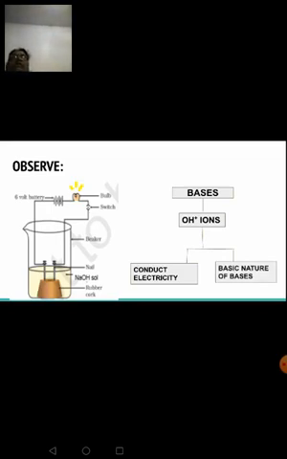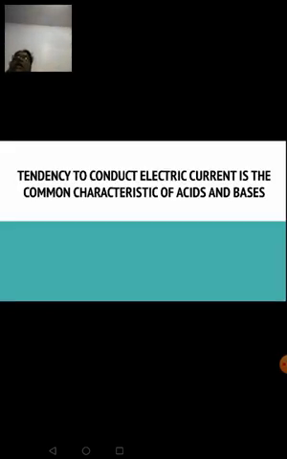So what have we learnt from this? We saw the bulb emitting light only when we had taken sulfuric acid, hydrochloric acid and sodium hydroxide. With alcohol and glucose, it did not emit light. So what do acids and bases have in common? Yes, acids and bases have this tendency to conduct electric current. This is the common characteristic of acids and bases. Understood?